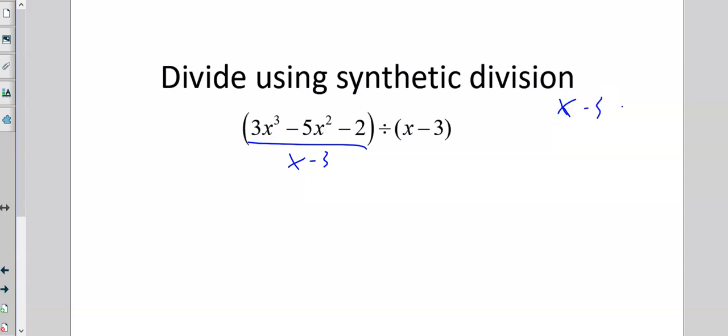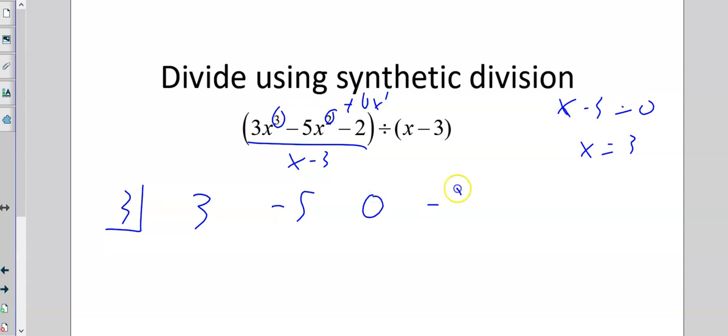So x minus 3 equals 0, x equals 3. That's the number that goes in the box. I check 3, 2, I don't have an x to the 1. I need a space for that. So my coefficients are 3, that's my cubic, -5 for my quadratic, 0 for my linear, and my constant. Most common mistake is missing this, and it will throw everything else off.